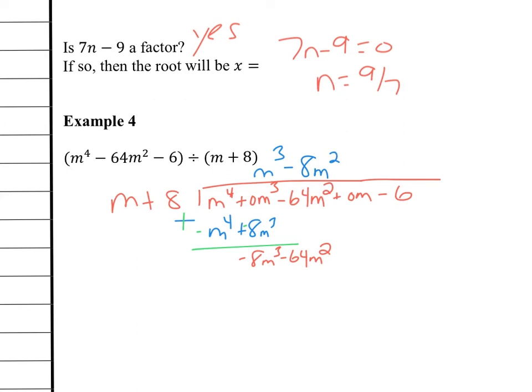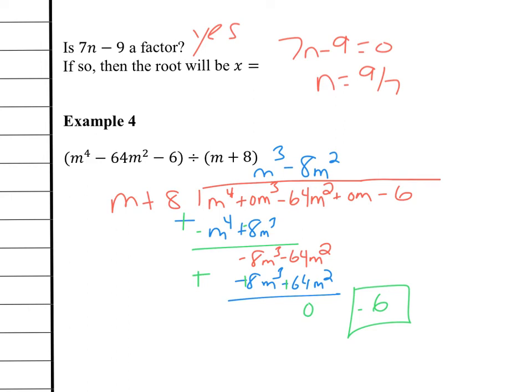M squared, and that will give me my negative 8m to the third. That also gives me a negative 64m squared below. And again, I don't like to subtract, so I add the opposite, which cancels everything out. When everything cancels here, we end up with 0. And the 0m we don't need to bring down, we just bring down a negative 6. Okay, so we write the negative 6 down there, and that is our remainder. There's no way we can divide that, so we're left with m to the third minus 8m squared.